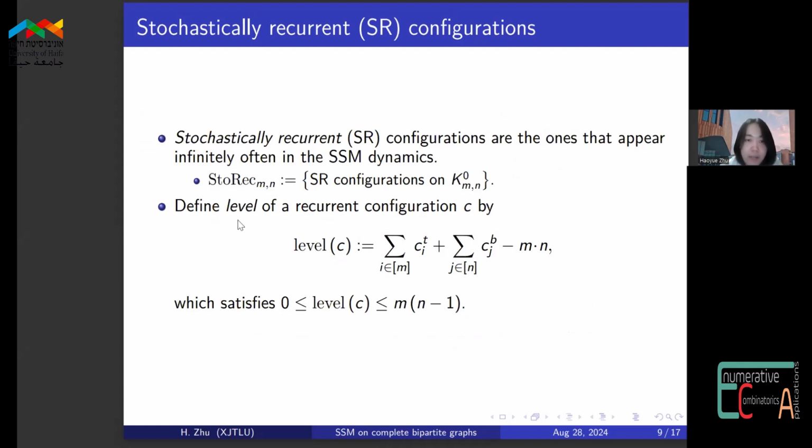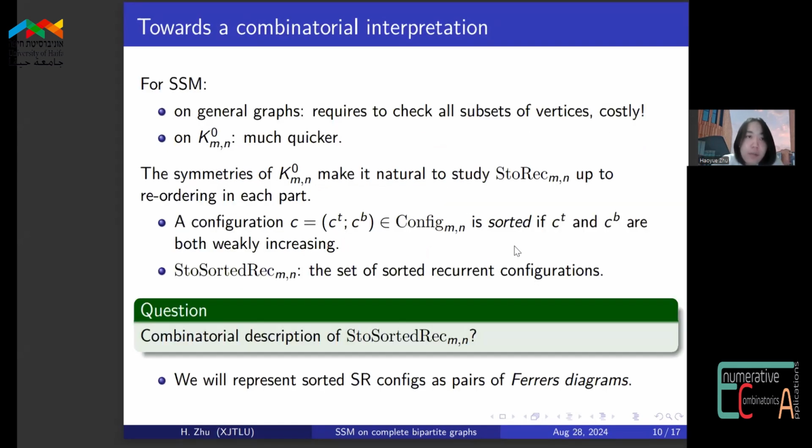We also define the level, which means we calculate all the sand grains in the top and bottom configurations, and then we subtract all the edges between the top and bottom configurations. So here we want to find the stochastic sandpile models in some graphs, but basically if we want to try general graphs, sometimes general graphs can be very difficult to check all the subsets of the vertices. So we want to transfer to the complete bipartite graphs because we can have symmetric structures in the complete bipartite graphs. So we can go straightforward.